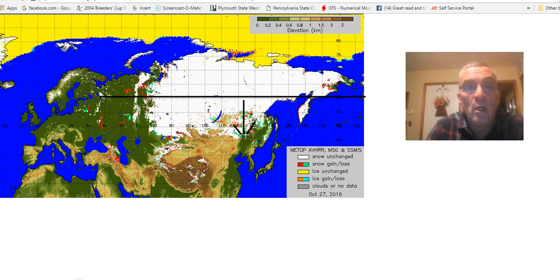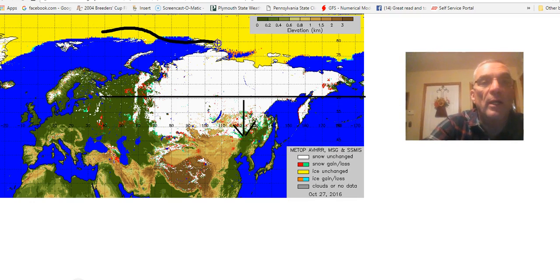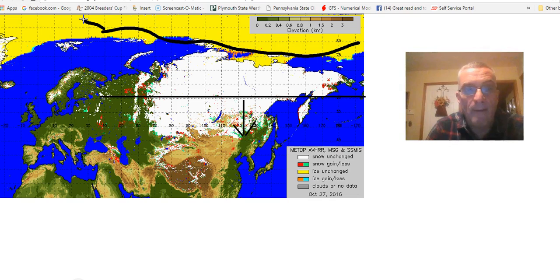What is fueling the snow cover growth is the unfrozen Arctic Ocean. The sea ice is at a very, very low level. All of this area up here in the Arctic Ocean is free of sea ice, and that provides an incredibly ample moisture source for snowfall to occur.